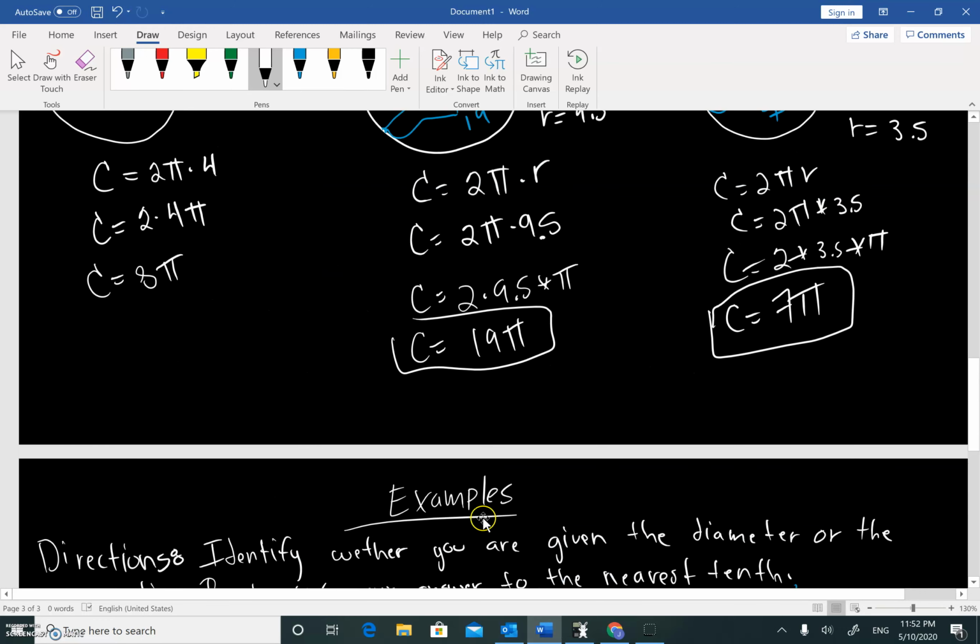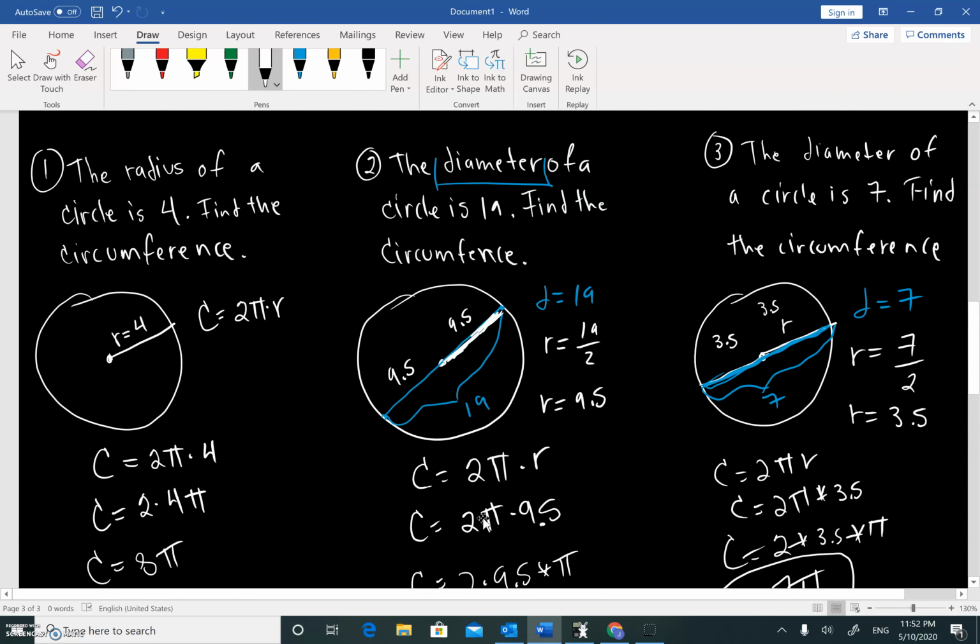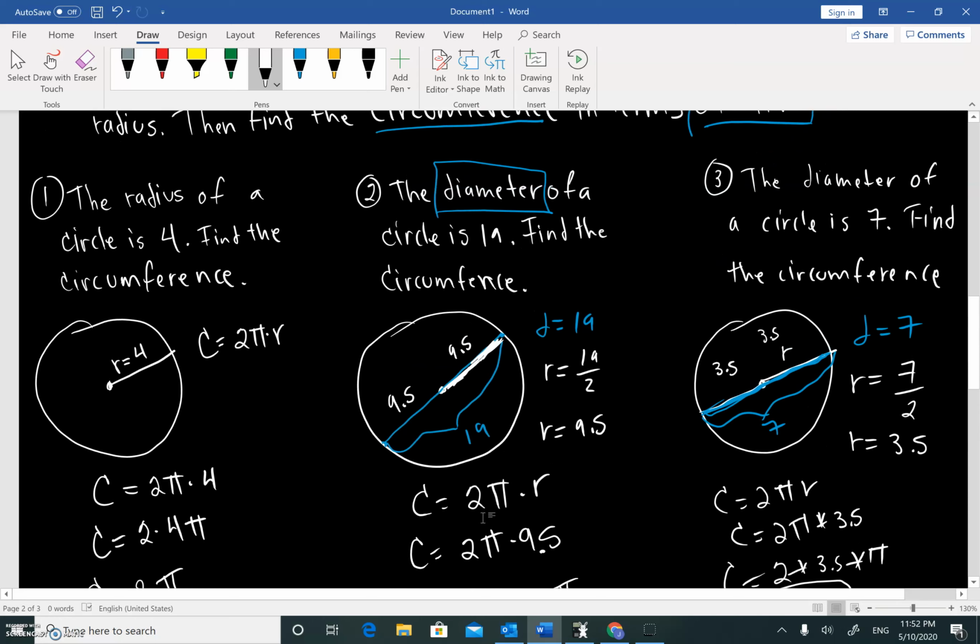Before I let you guys go, I want to emphasize that it is important that you understand whether you're given the diameter or the radius. When you are given the radius, you can use that automatically in your formula. But when you are not given the radius and you're given the diameter, then you must find the radius first before you can use your formula.